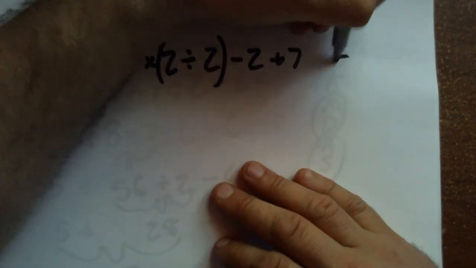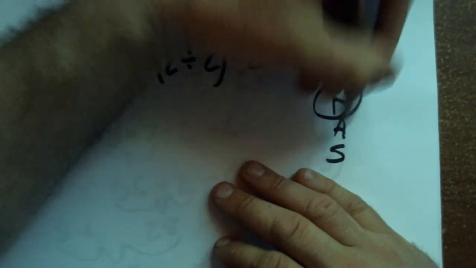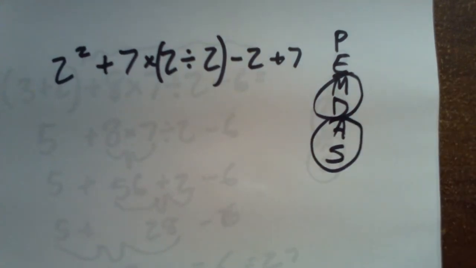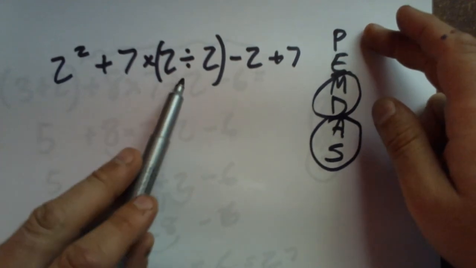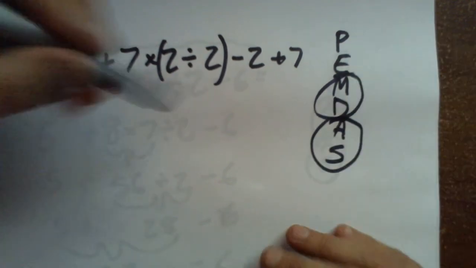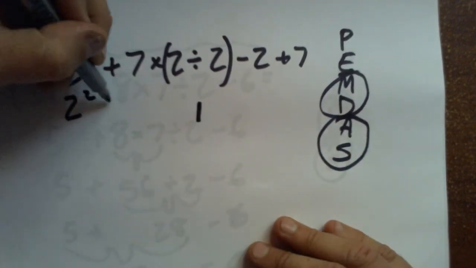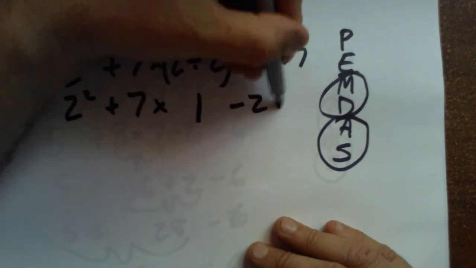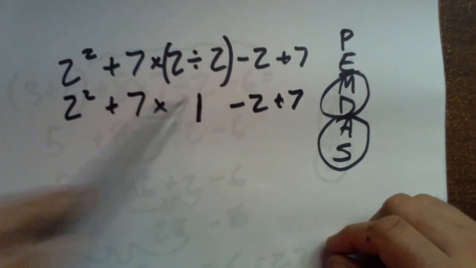Let's go. PEMDAS. Remember, circle the MD and the AS. All right, do we have any parentheses? The only parenthesis here is 2 divided by 2. So 2 divided by 2, that's 1. So now I'm going to just drop everything down. I'm not going to change it. Times 1, minus 2 plus 7.